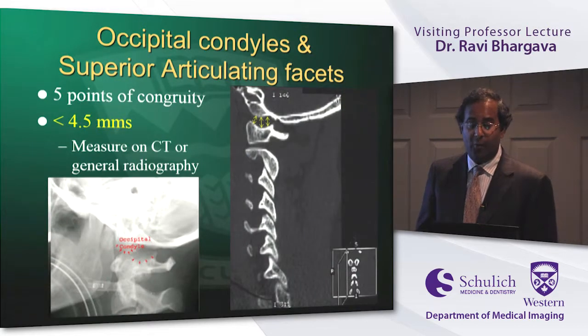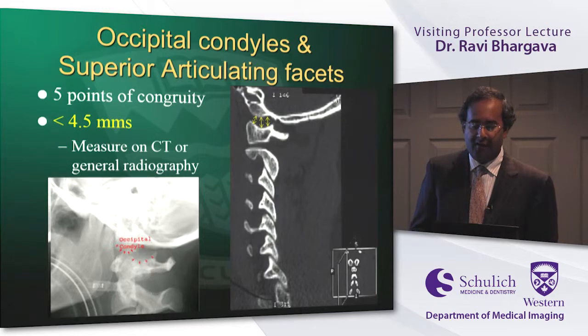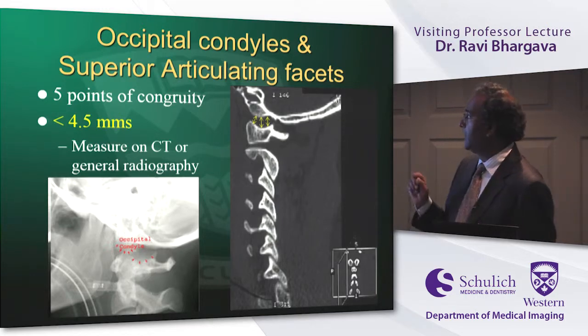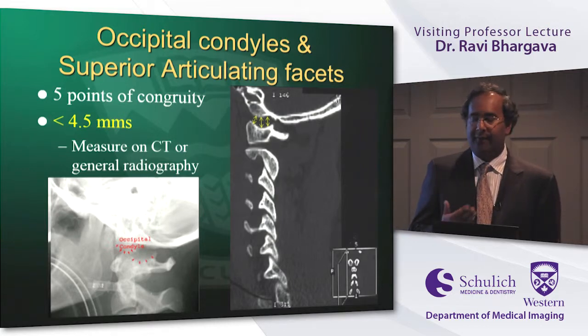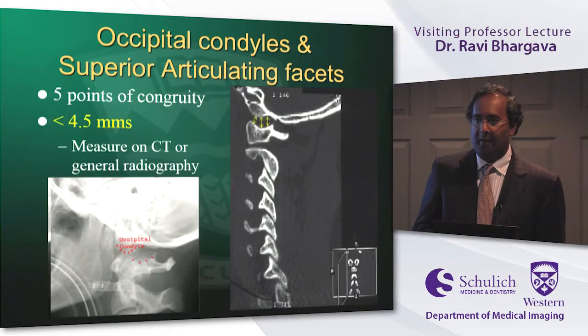The one I use, the one I really like, is to look at the articulation between the occipital condyles and the superior articulating facets of C1. There are 5 points. People have divided that articulation into 5 little areas and determined what normal measurements are. And if it's less than 4.5 millimeters, it's normal. And I like it because I can also measure it on CT, because I often get calls from the residents about, well, it looks a little wide, what do you think? And it's relatively easy to measure, and it's quite good.